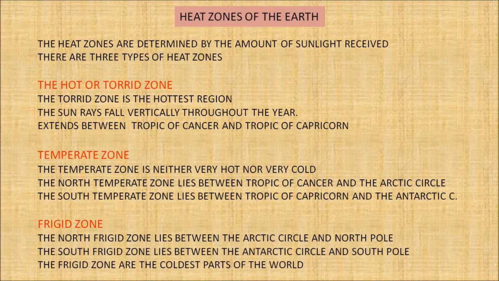The regions lying in the frigid zone are the coldest parts of the world, as here the sun's rays always fall very slantingly. In winters, for about 6 months, there is complete darkness as this area does not receive any sunlight. Now, it is clear that as we move from the equator towards the poles, the temperature decreases, and from the poles towards the equator, the temperature increases. So that's all for today.